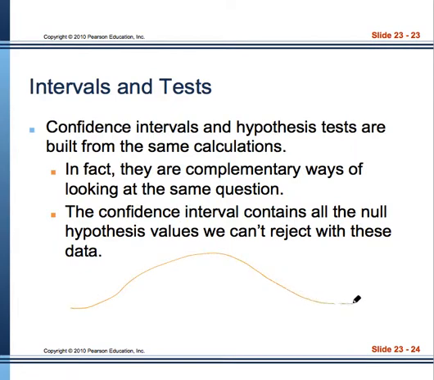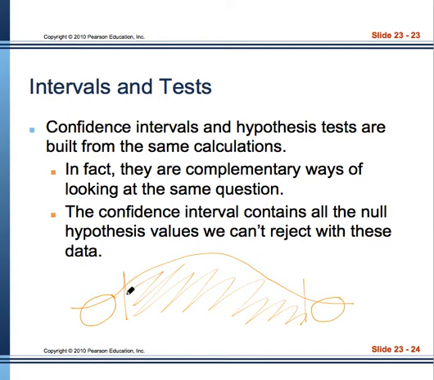I've drawn this picture on here as well. Let's say we have a 95% confidence. Okay, so here's my 95% confidence interval. This is where my hypothesis testing is. Okay, so this would be a two-tailed test with alpha levels of 0.05. This whole normal model needs to add up to 1. So again, the confidence interval contains all the null hypothesis values, and we can't reject those. We can't reject with that data.